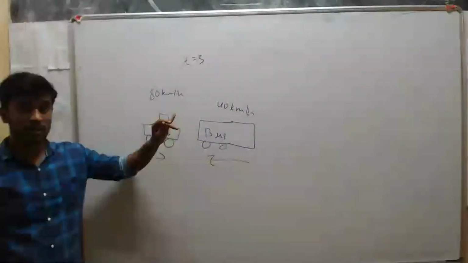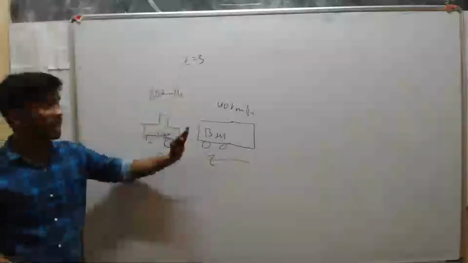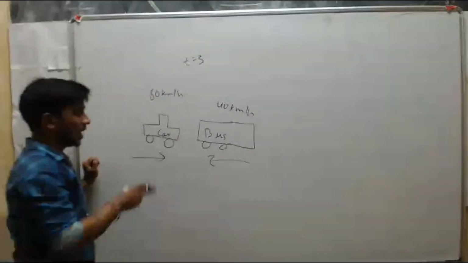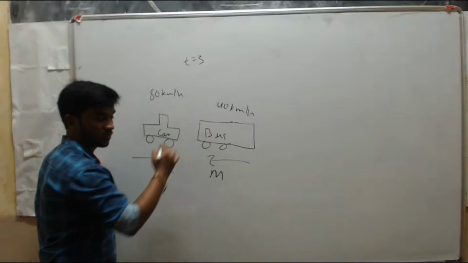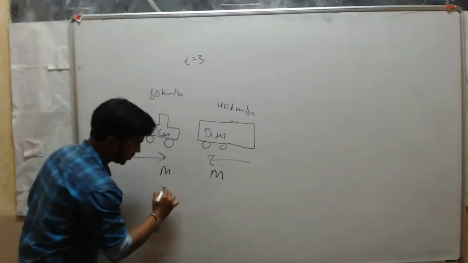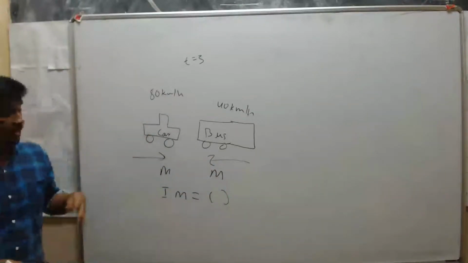Are you getting my point? I am taking the time equal to 3 seconds, just before the collision, and then I will calculate the momentum of this object and the momentum of this object. I will add them, so I will get the initial momentum, some value.